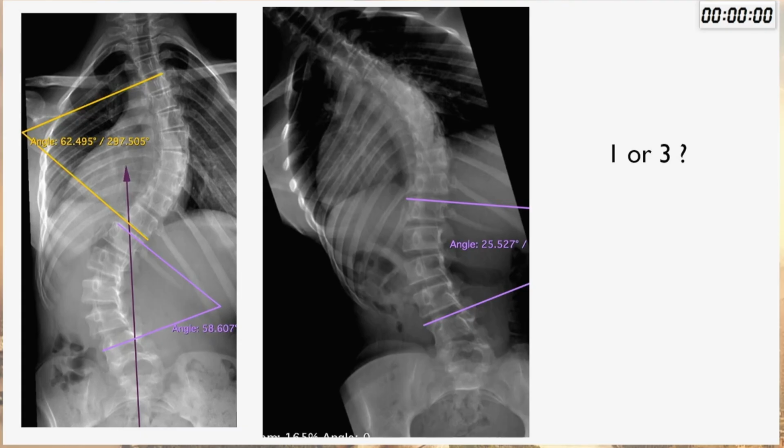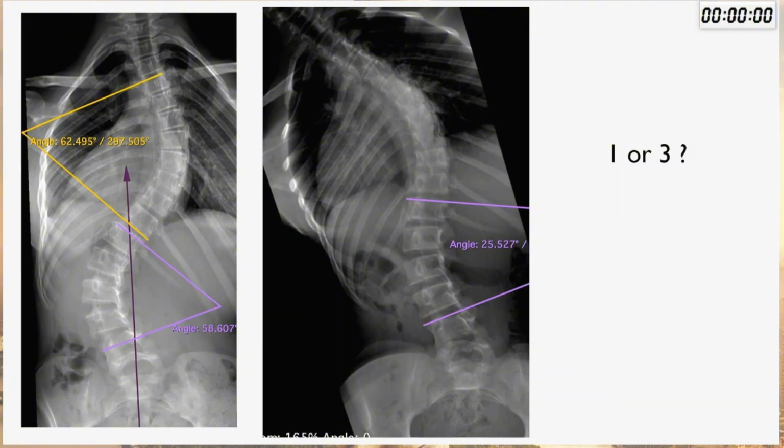Would anyone suggest going with 1 or 3? Any volunteer? Because the lumbar curve, if we go by the rules, bends down to 25. If it bends down to 25, it is non-structural. There is another very important issue. That's why you have to go to L3.